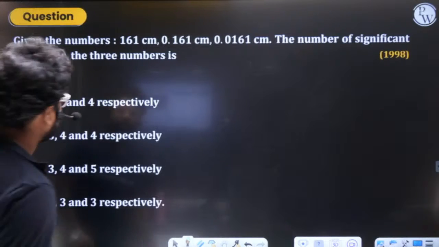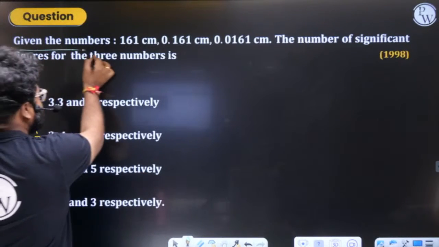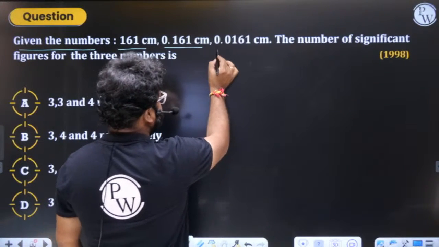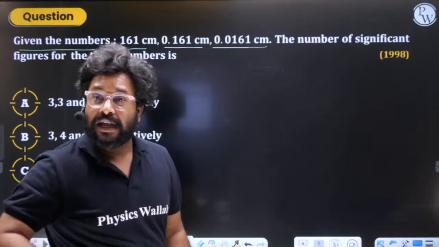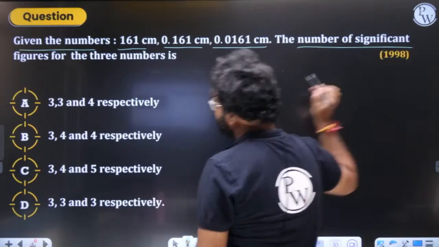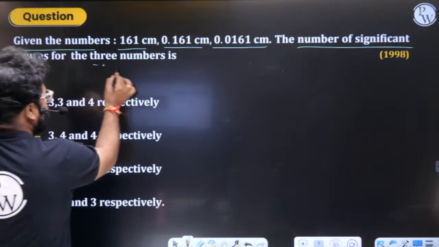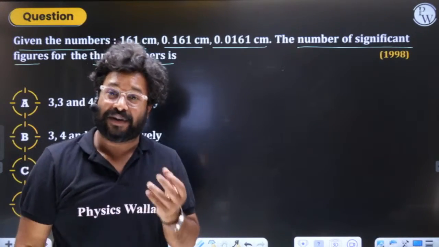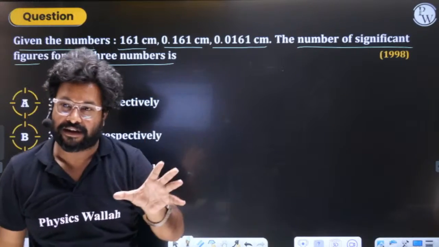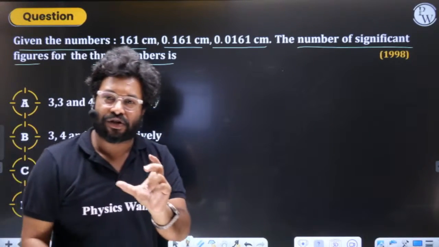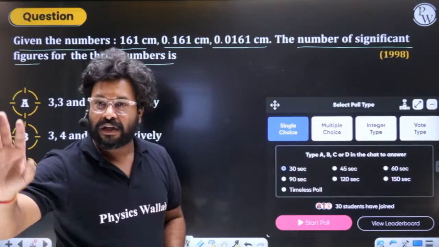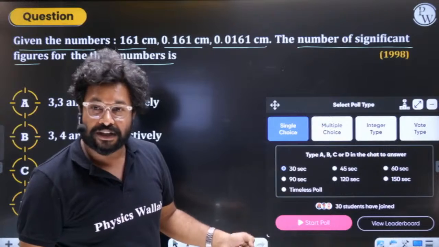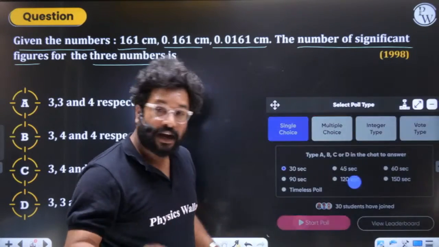Now what is the question? See, this question is given the numbers 161 centimeter, 0.161 centimeter, 0.0161 centimeter. The number of significant figures for the 3 numbers is. Now these 3 numbers are given. How many significant figures are possessed by each number here? To be able to solve that question, I am going to give you 30 seconds for this. Your time starts now.